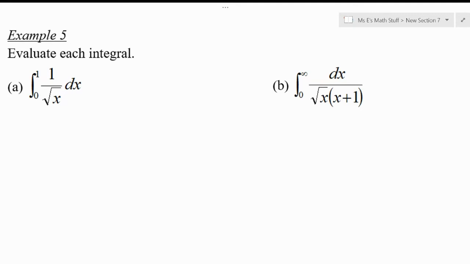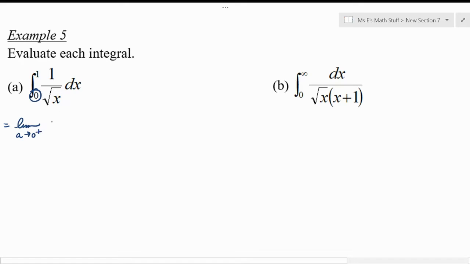All right, my friends. So for part A, what's so improper about it? I claim it's the zero that is improper. And so I will rewrite this one as the limit as a approaches zero. And from which side would you be approaching zero? Well, think about the idea of area behind this. Your region would start at zero and go to one. So your region would be approaching zero from the right side.